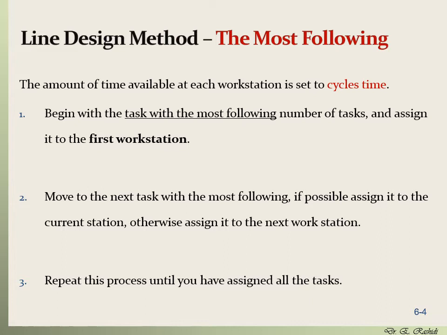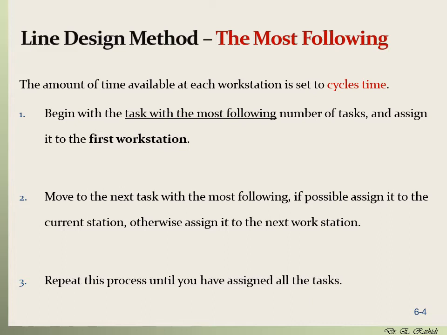The first step is to begin with the task with the most following tasks and assign it to the first workstation. You start out with the first workstation and look at which of these tasks you should add to workstation 1. The algorithm says to find the task with the most following tasks and assign it to workstation 1. So you need to do a little computation to find the number of following tasks for each task, and the one that has the most following, you add to workstation 1.